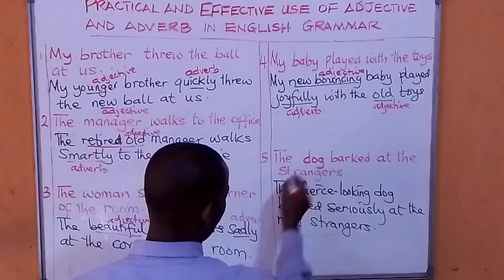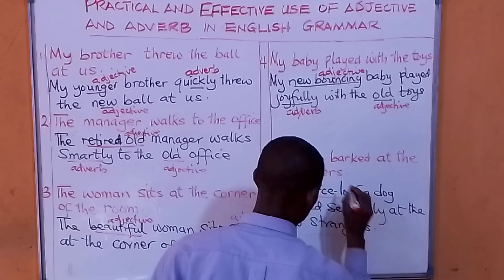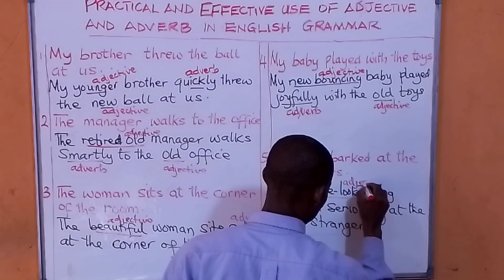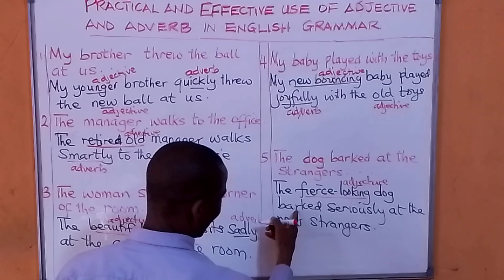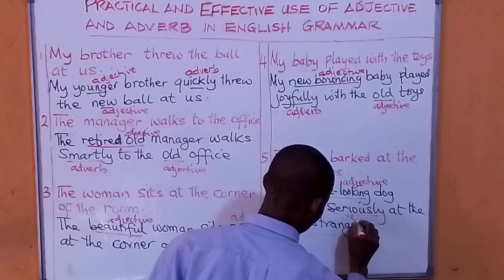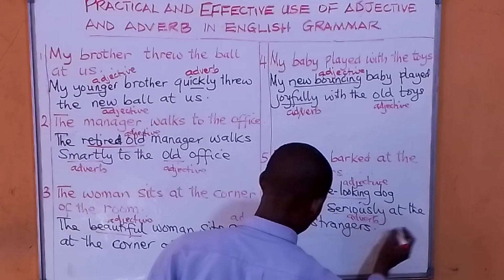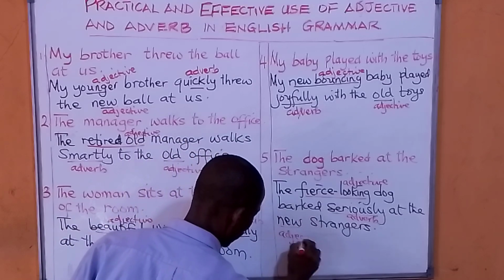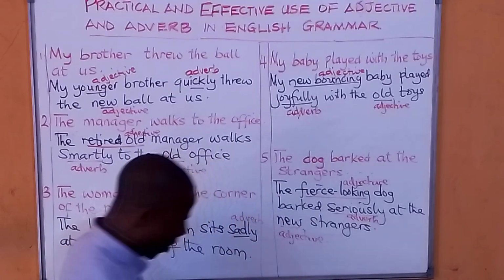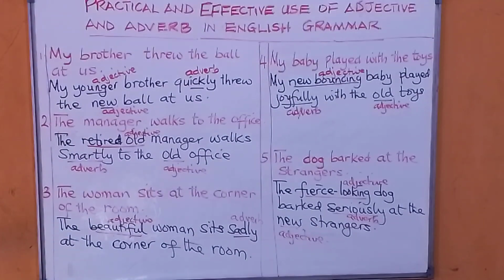I have been able to qualify the dog, fierce looking. That is adjective. And I've been able to qualify how the barking is done, seriously. That is the adverb. And I also qualify the stranger. That is with new. That is adjective. You see how I'm using the adverb and adjective to change the sentences, to make the sentences more interesting.